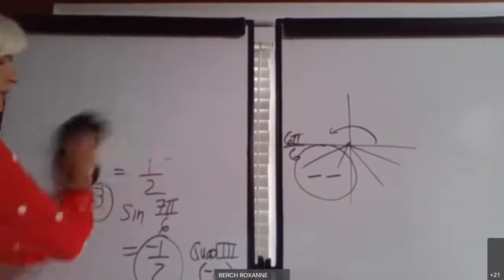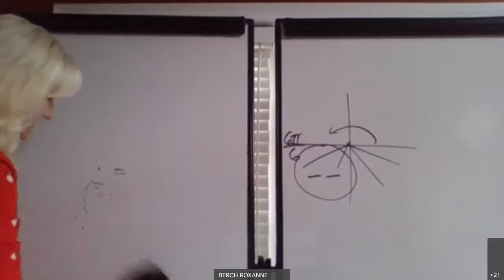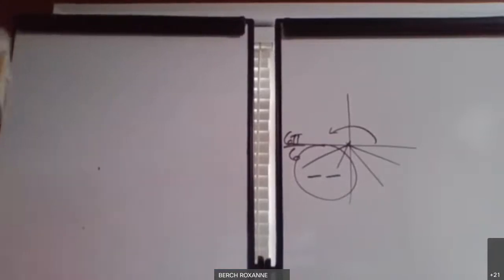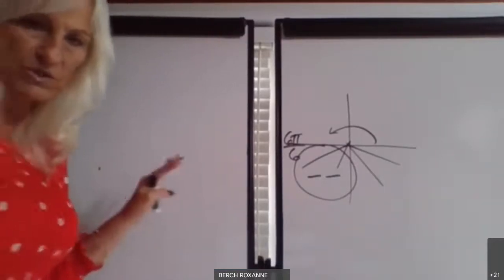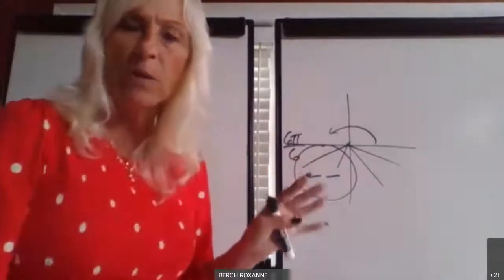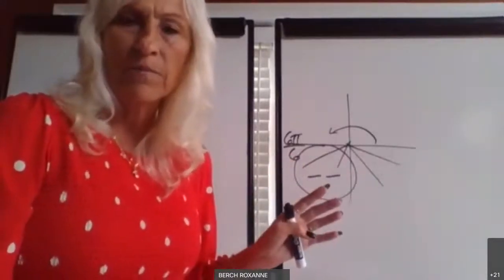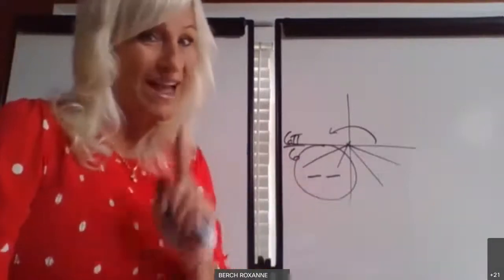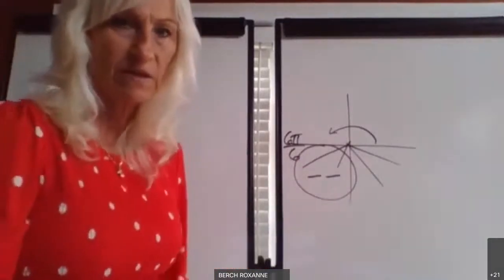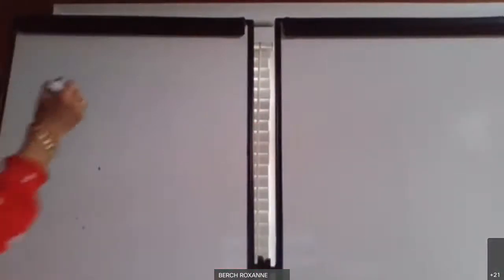Now, you are not to use a calculator with the common angles. We will be using a calculator for something like sine of 5 pi over 12, but you are not to use a calculator for this. These have to be done by hand. All right, so let's look at another problem.